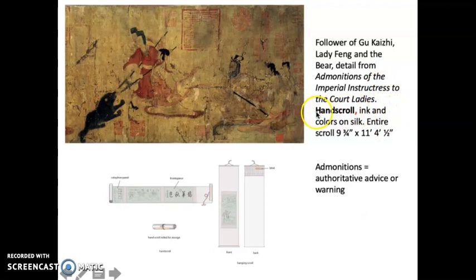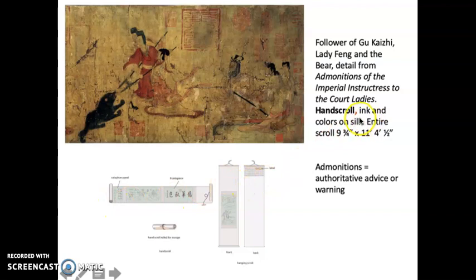One more quick point about the tombstone. This is a hand scroll. There are two main formats for painting in China. The hand scroll, which has a horizontal orientation and unrolls laterally, and the hanging scroll, which has a vertical orientation and can be viewed all at once. The important thing that we'll talk about is the hand scroll unfolds so that you see it slowly as something that you discover over time. You don't see it all at once.